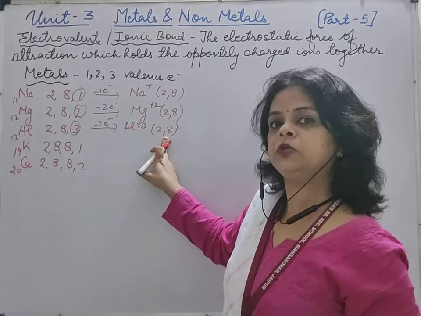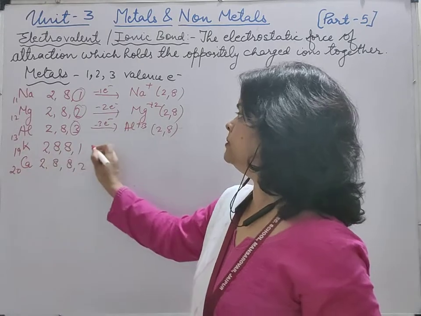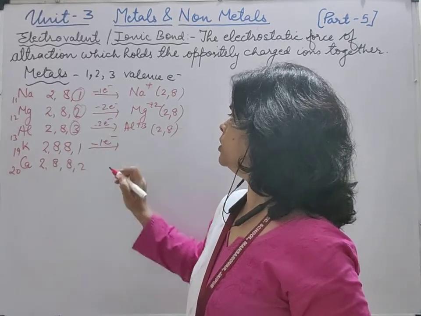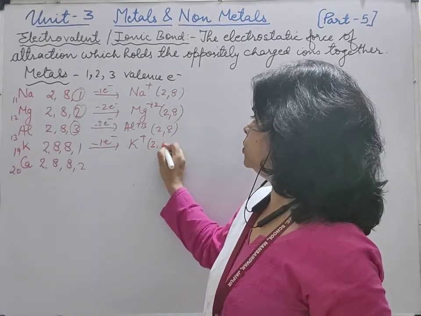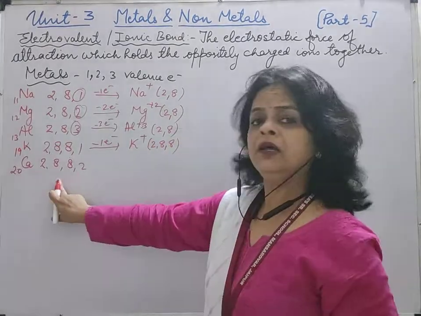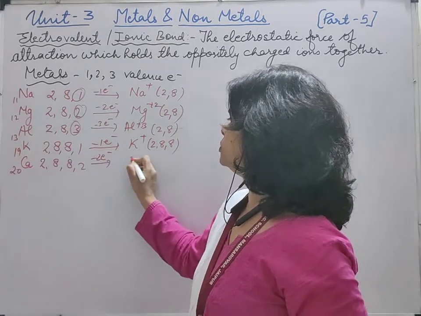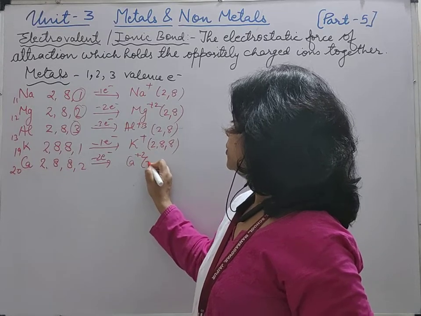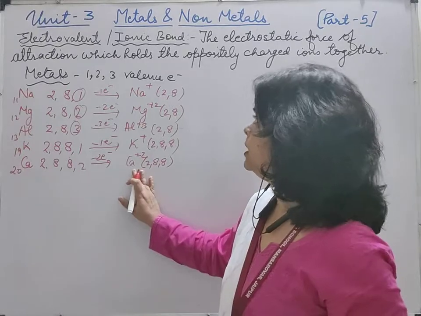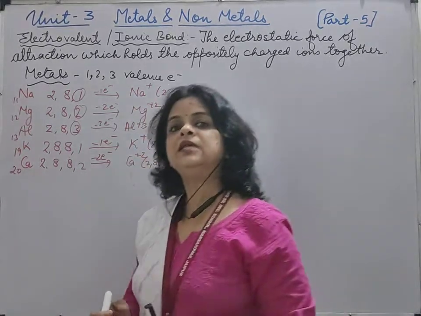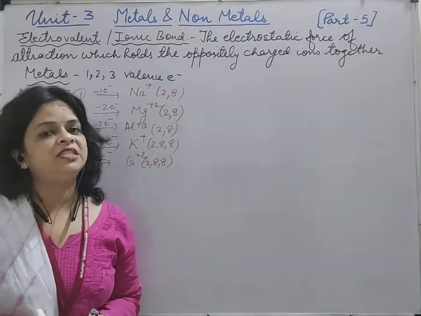Valence will now have 8 electrons. That means they have achieved the stable configuration. Similarly, potassium will also lose 1 electron and form K plus, and its configuration will be 2, 8, 8. Calcium will also lose 2 electrons and form Ca 2 plus with the stable configuration 2, 8, 8, that of argon. So we have seen that metals are electropositive elements which lose electrons to form positively charged ions, that is, cations.